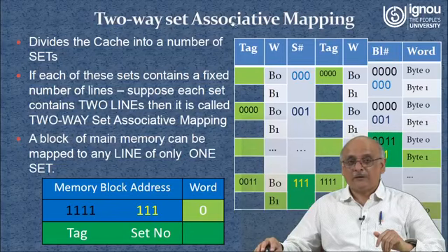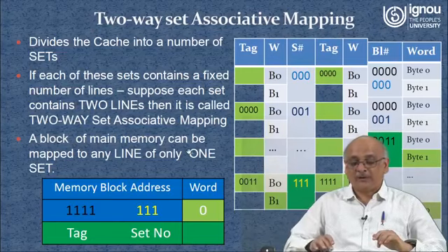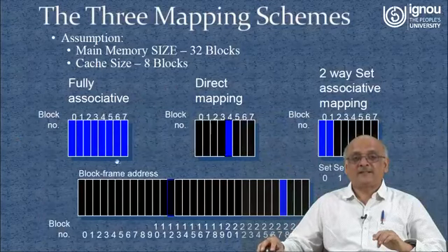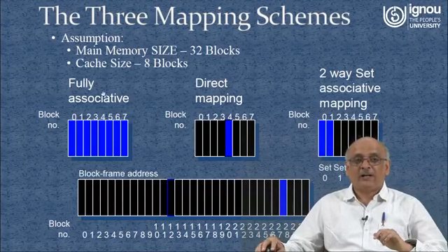So the overall efficiency of two-way set associative is very good in comparison to the direct mapping scheme, and the circuitry requirement in set associative is much less than the associative mapping scheme. So basically this scheme helps in both ways.